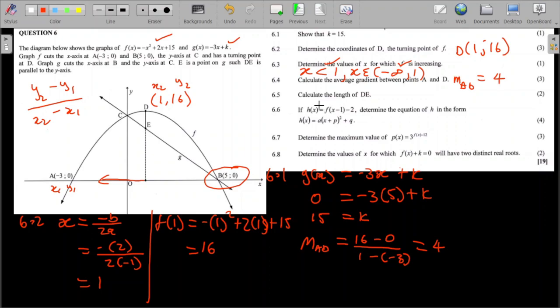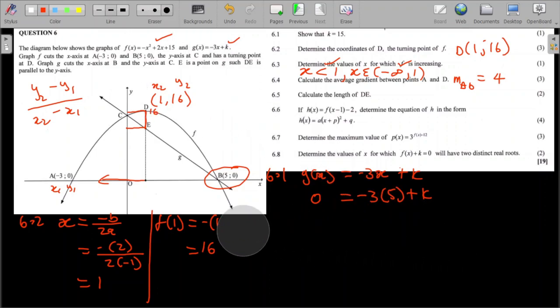Now 6.5, they're saying let's calculate the length of DE. Now the length of DE, I'm looking for this length that is happening here. So the length has to talk about our y values. Do I have a y of D? Yes, I do have the y of D, which is 16. Do I have a y of E? No, but I can find the y of E because I do have the x of E. And the x of E is the same x as the x of D.